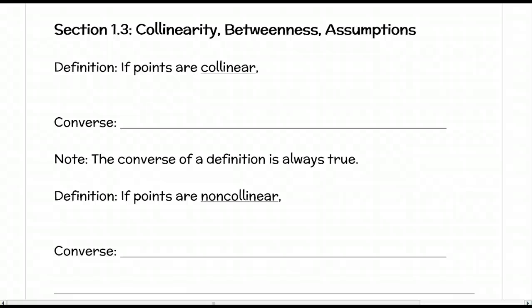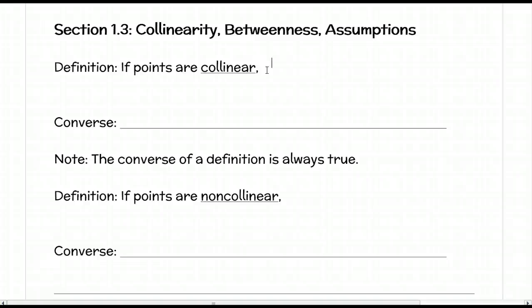This is Mr. Martin. These are the video notes for Geometry Honors, Section 1.3. We're going to be talking about collinearity, betweenness, which is a real word, and assumptions. Some of you may know what collinearity is, but let's finish off our definition here. Remember, we're always going to state our definitions in conditional form, which would be if this, then that.